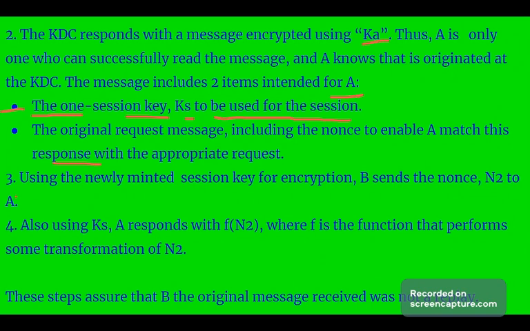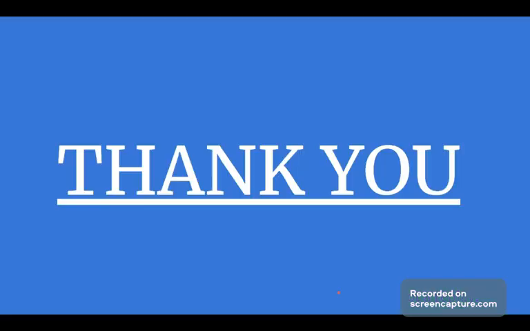Number third, using the newly minted session key for encryption, B sends the nonce N2 to A. Number fourth, also using KS, A responds with f(N2), where f is a function that performs some transformation on N2. These are the steps that assure B that the original message received was not a replay. So I would like to conclude my presentation over here, and thank you.